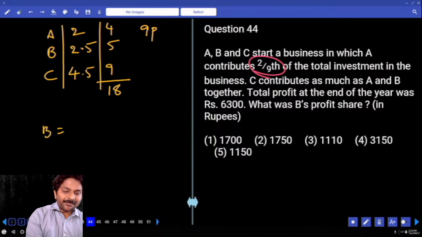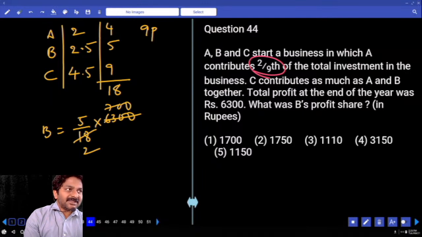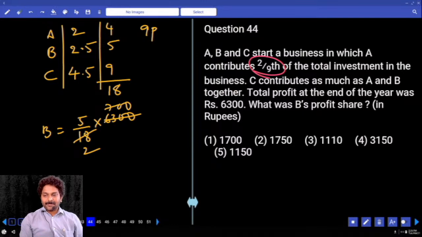B is getting 5 parts out of 18 among 6,300. 9, 2 times 9, 700 times. 7 into 5, numerator 3,500 by 2, 1,750.